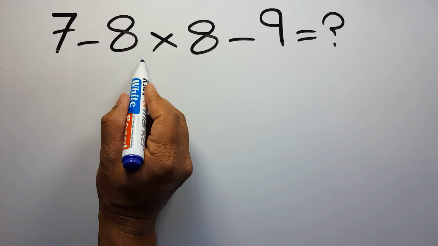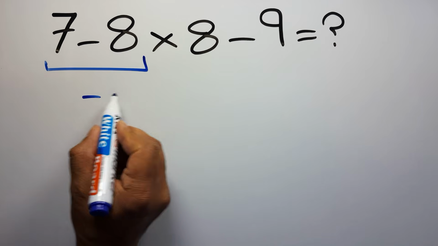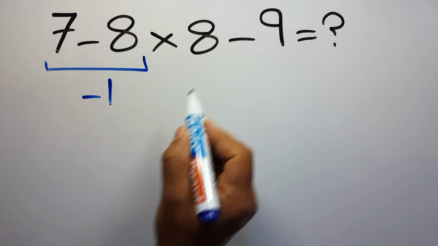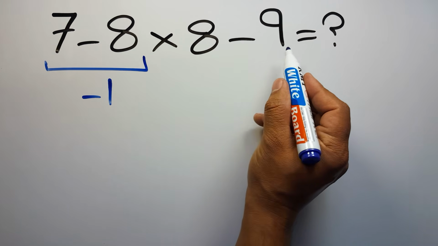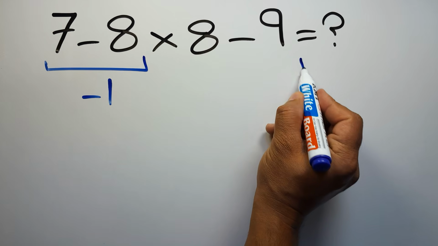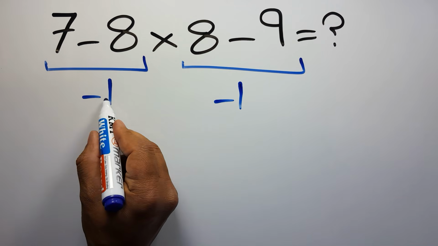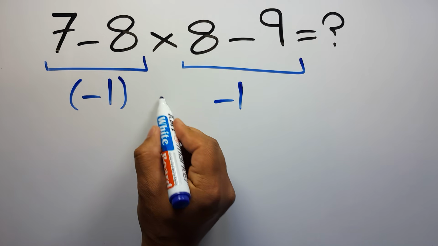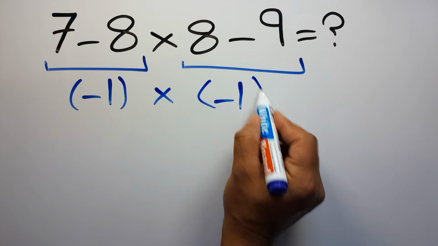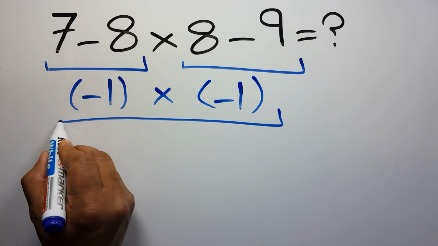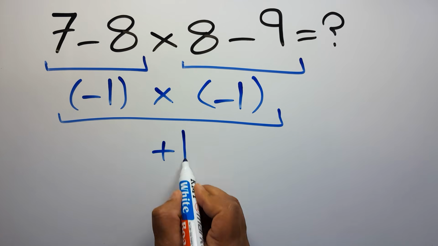7 minus 8 gives us negative 1. And here we have 8 minus 9, which again equals negative 1. So we have negative 1 times negative 1, which equals positive 1.